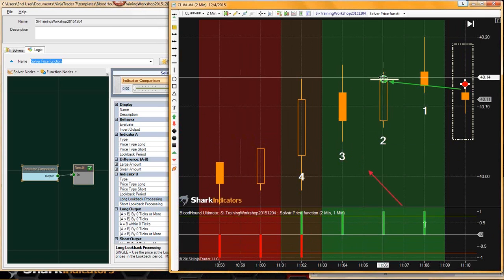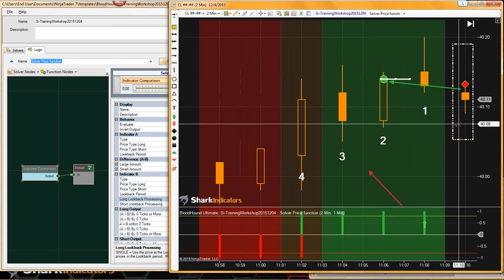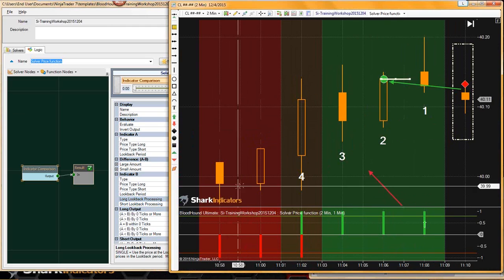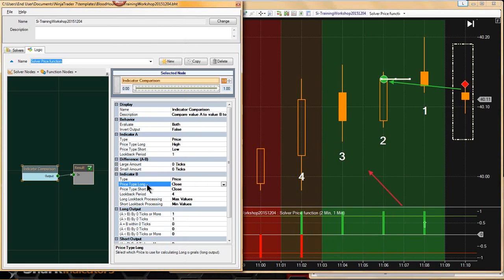The max value is simply looking back the last 4 bars, and it's finding the maximum value of whatever we're looking for.